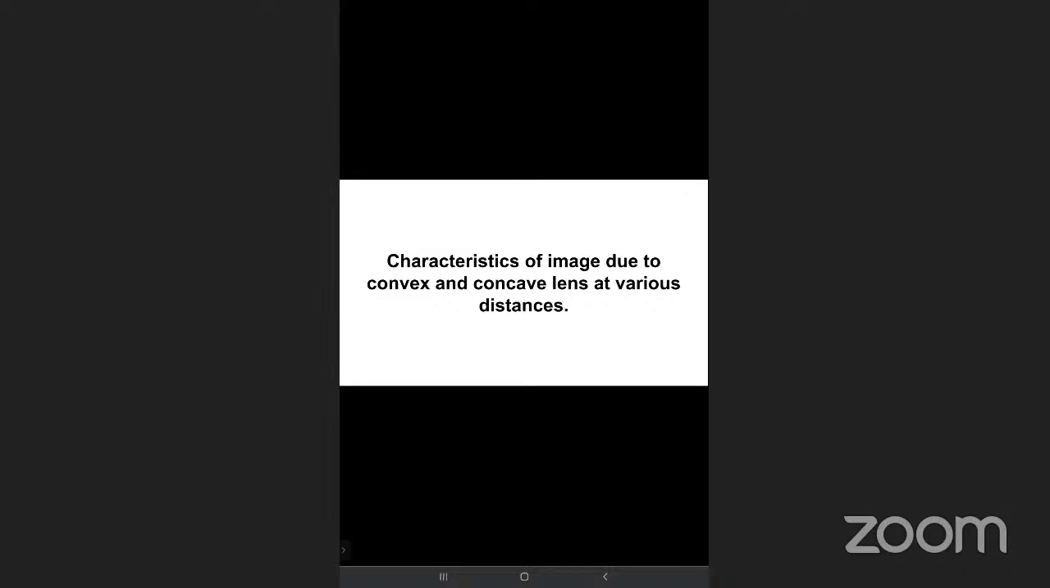So here the next one, characteristics of image due to convex and concave lens at various distances. So the aim of this is observing the types of images and measuring the object distance and image distance from the lens. So the materials required for this activity: a candle, paper, convex lens, V-stand, measuring tape or meter scale.